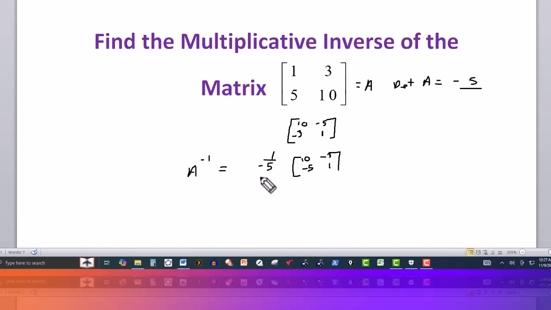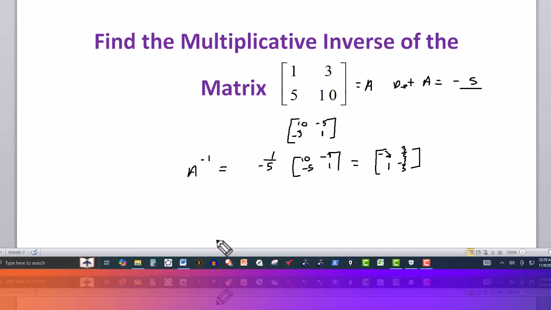So this was actually 1 over -5. Another way to say it is you divide each component by the determinant, which is -5. So -5 into 10 is -2. Then -1/5 times the -3 is 3/5. 1 over -5 times the -5 gives me a 1 here. And then -1/5 times 1 is -1/5. And that's the same thing we got using the other method.